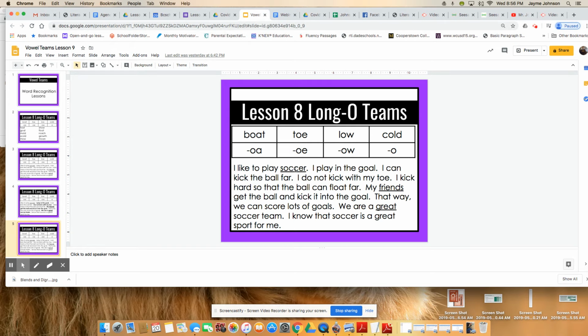I like to play soccer. I play in the goal. I can kick the ball far. I do not kick with my toe. I kick hard so that the ball can float far. My friends get the ball and kick it into the goal. That way, we can score lots of goals. We are a great soccer team. I know that soccer is a great sport for me.